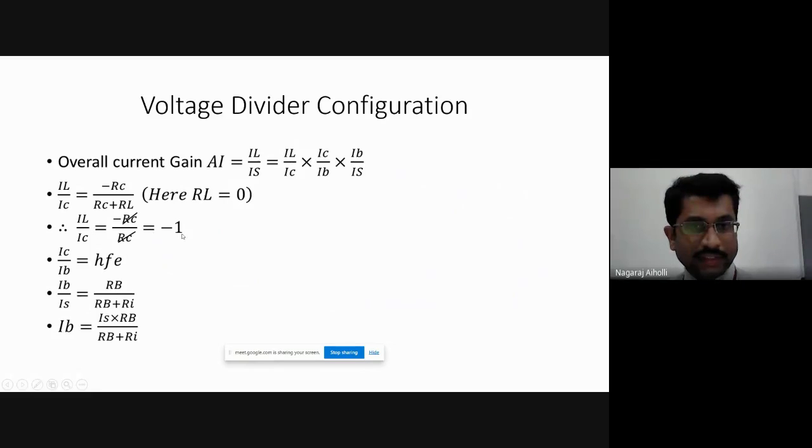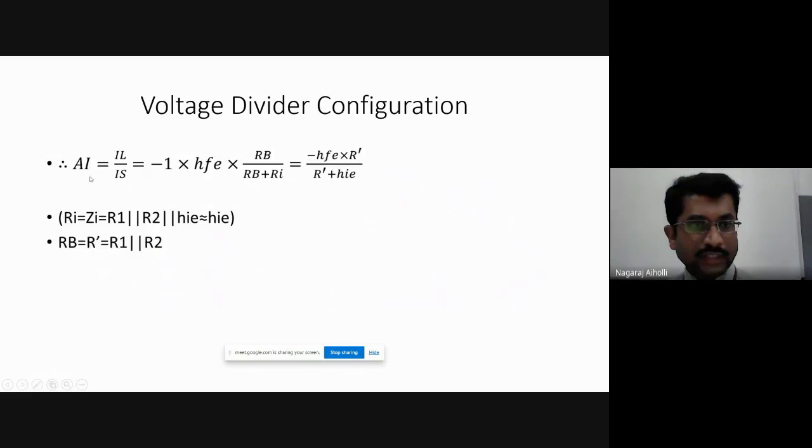IL by IC is minus 1, so it is minus 1 into IC by IB is HFE, into IB by IS is RB divided by RB plus RI. So that is what is written here. Current gain is IL by IS, the same thing what I told just now. Now this is nothing but minus HFE into R dash divided by R dash plus HIE.